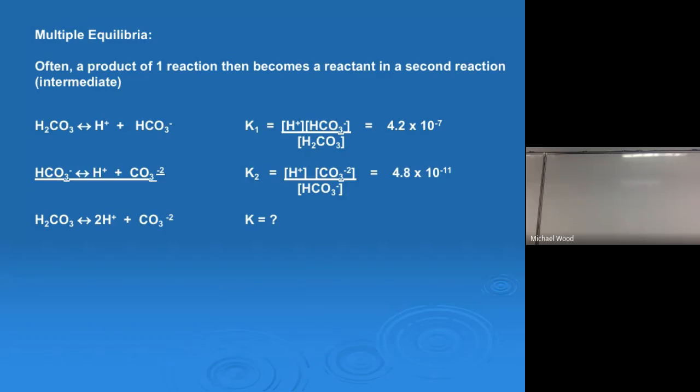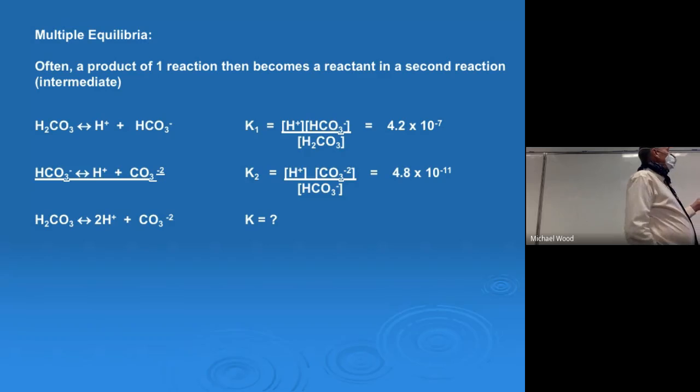Okay, so what this is showing, just going back to this totaling of reactions, which we've now done a number of times. So for those of you at home, what I'm pointing out here is in these two reactions, this says multiple equilibria. Often a product of one reaction then becomes a reactant in a second reaction. That's an intermediate. Remember, we talked about that when we were talking about a catalyst intermediate at the end of chapter 12. Well, that's what happens here.